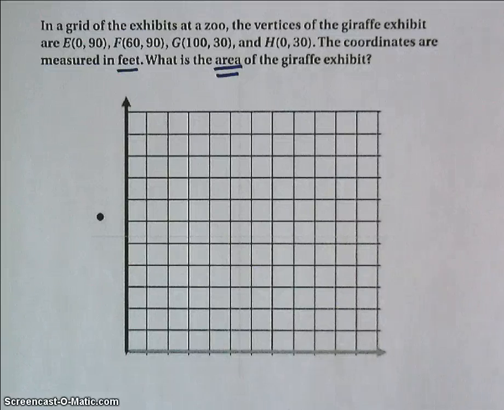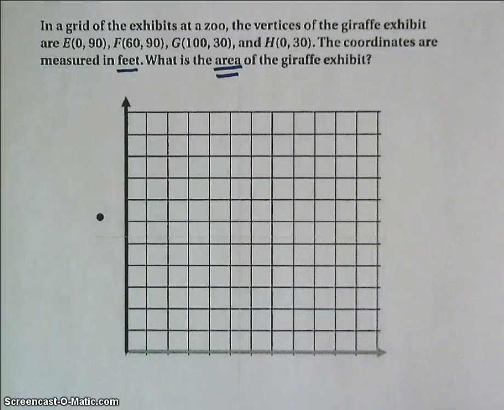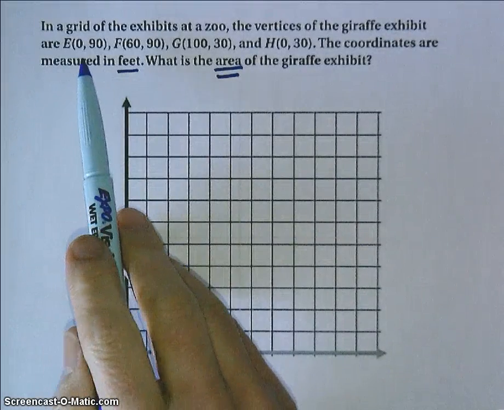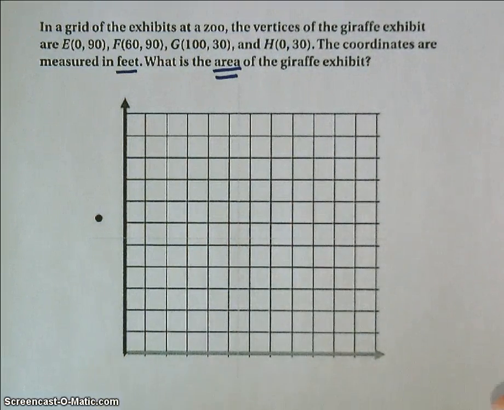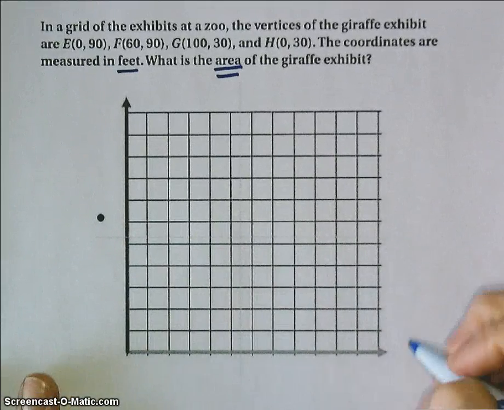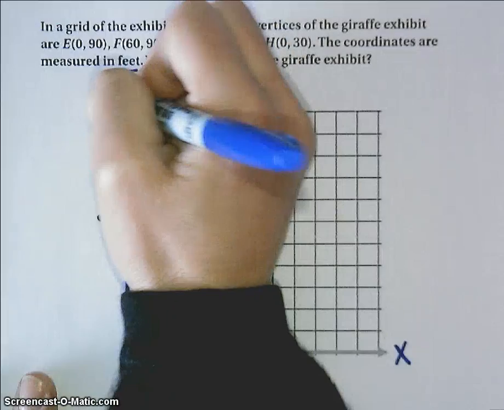Well, it doesn't tell us what kind of quadrilateral we're going to get or if we're even going to get a triangle. But you know that you're not going to get a triangle because you have 4 vertices. Triangles only have 3 vertices, so you're going to get a quadrilateral. Okay, so first off, let's label our X and let's label our Y.